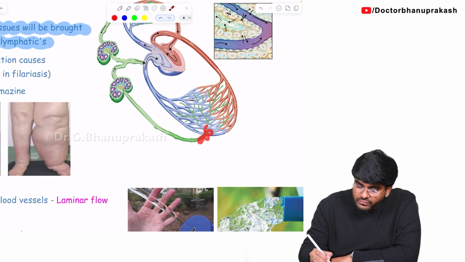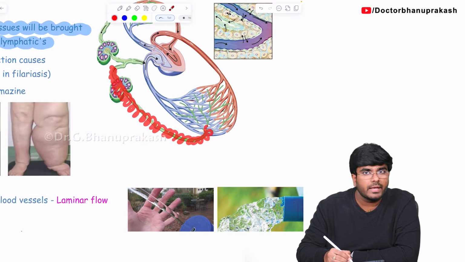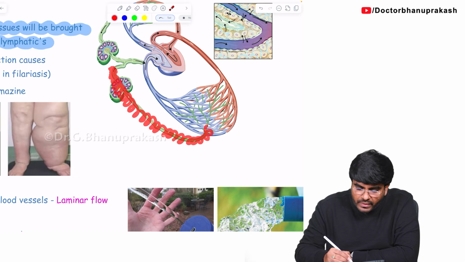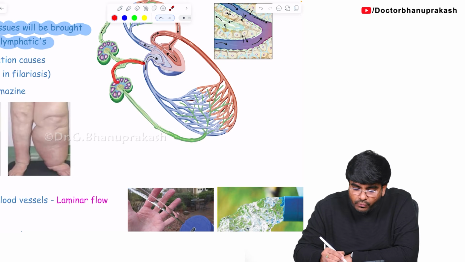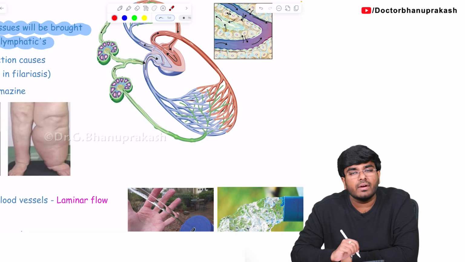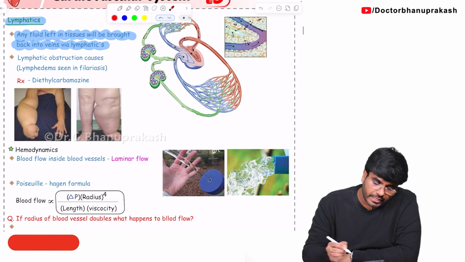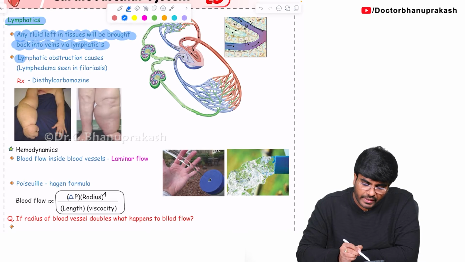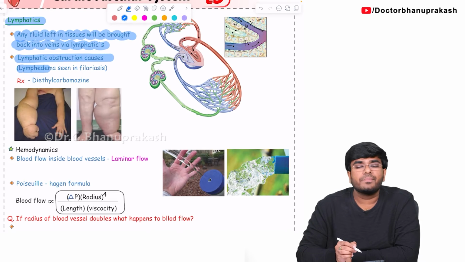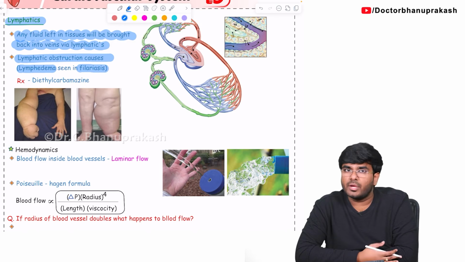Now, where is this lymph going? This lymph is going through the lymph nodes, for checking whether any bacteria are there. From the lymph nodes, this lymph comes back into the venous blood, into the inferior vena cava, and mixes with the venous blood again. So any fluid left in the tissues will be brought back into the veins via the lymphatics. Lymphatic obstruction can cause lymphedema. Where do you see lymphatic obstruction? It is seen in filariasis, because of Wuchereria bancrofti, the microfilarial larva.